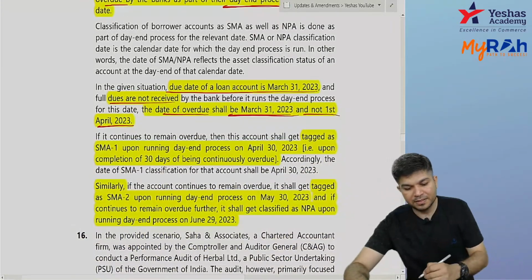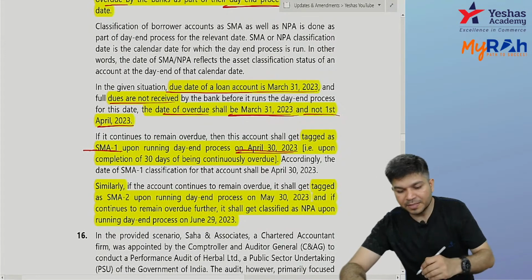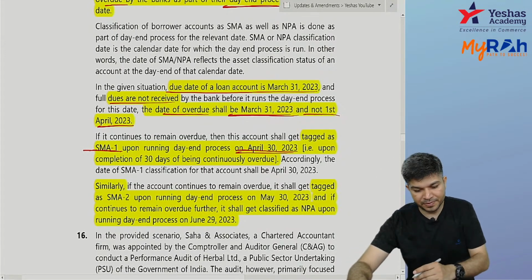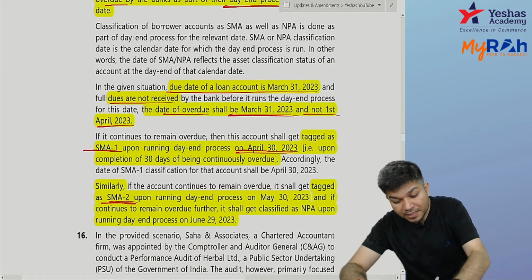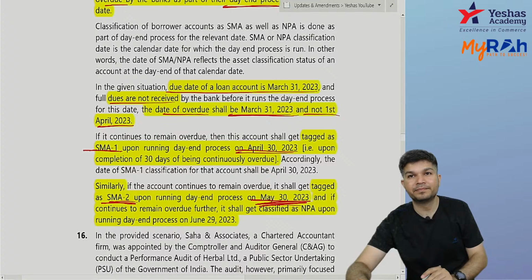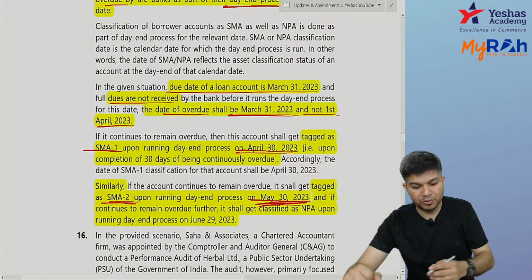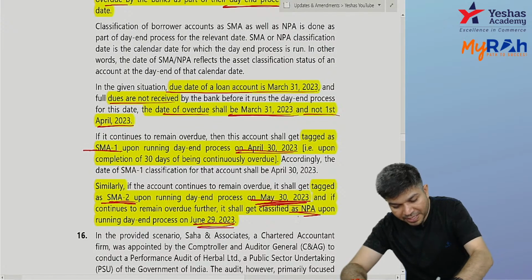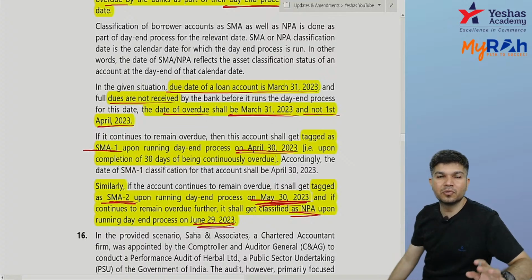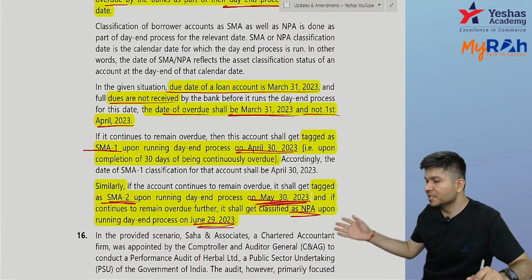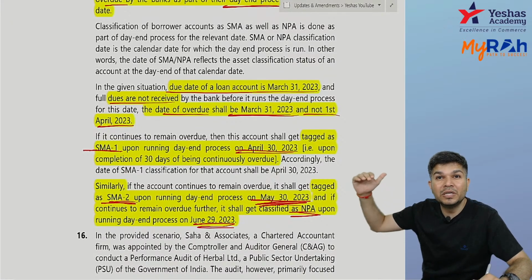Then it will be SMA 1 by 30th April, 30 days. Then SMA 2 on 30th May, after a further 30 days. Now May has 31 days, so on 29th June it will be NPA. I hope this is clear. The only thing is, don't classify as overdue on 1st April, classify it as overdue on 31st March EOD only.